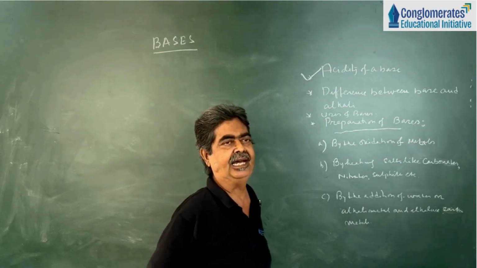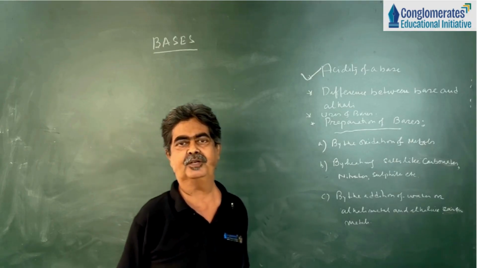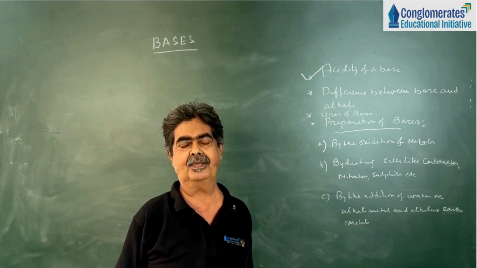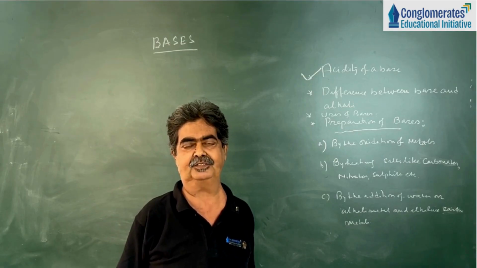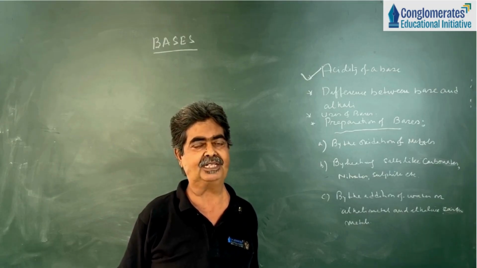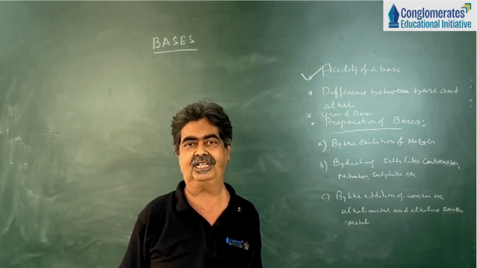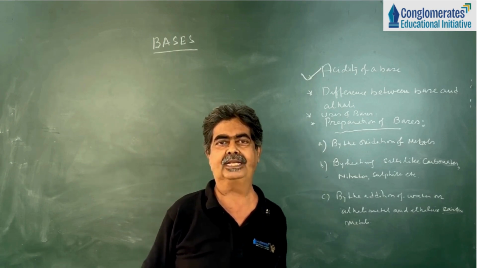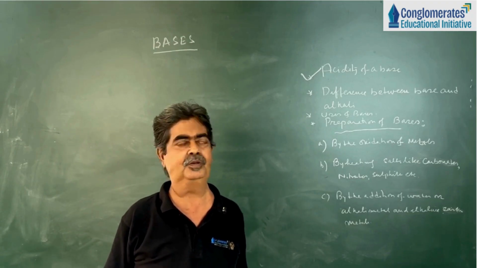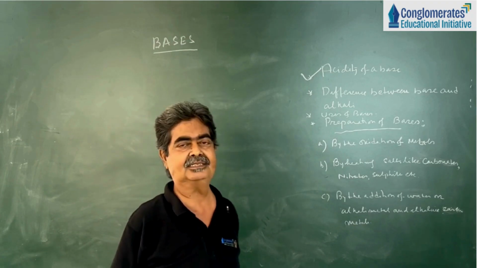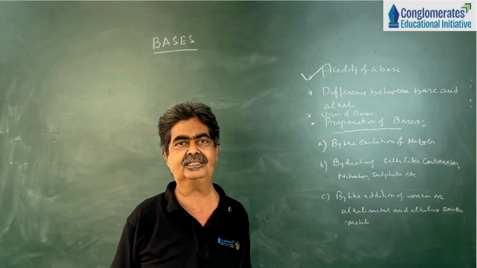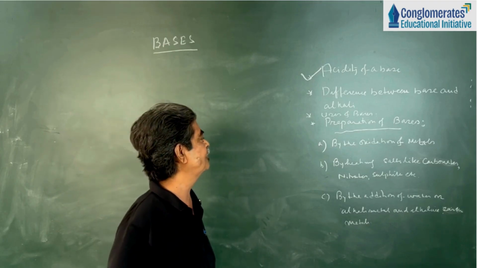Acidity of a base is the number of replaceable hydroxyl ions present in a base. As we know, in case of acid it was replaceable H plus ion, and here it is replaceable OH ion. So there are three types: monoacidic base, diacidic base, triacidic base. Mainly there are three kinds of bases when we find acidity.